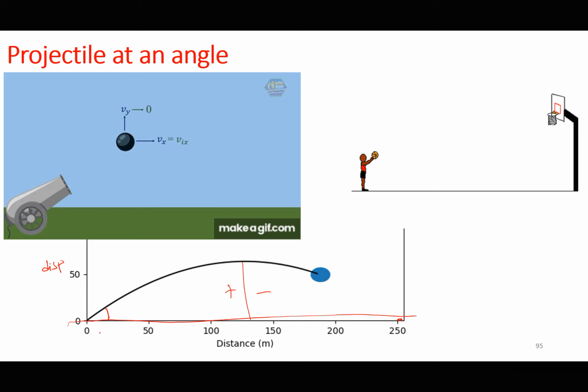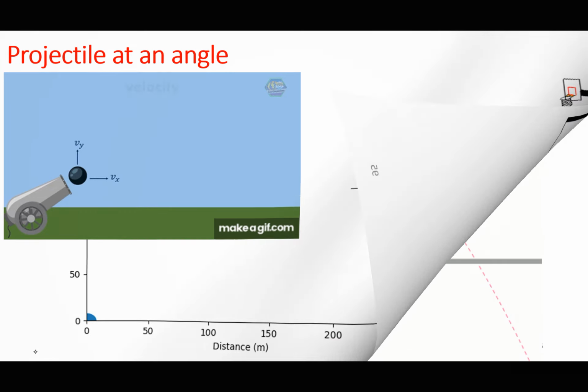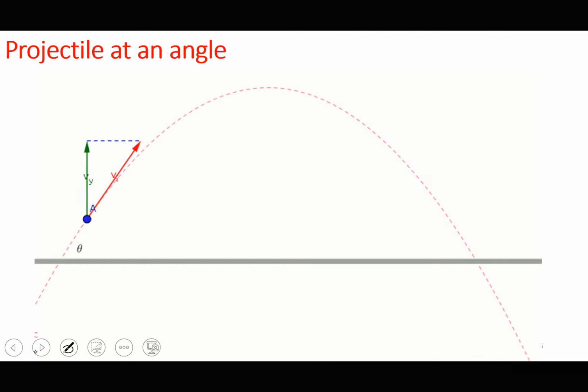But the displacement in the horizontal is going to be this distance here, because in the horizontal there was no change in direction. But in the vertical, the body first went up and then it came down. So let's say it goes up positive and then it comes down negative. Displacement in the vertical becomes 0, but displacement in the horizontal will be 250 meters, as we are going to see. Okay.